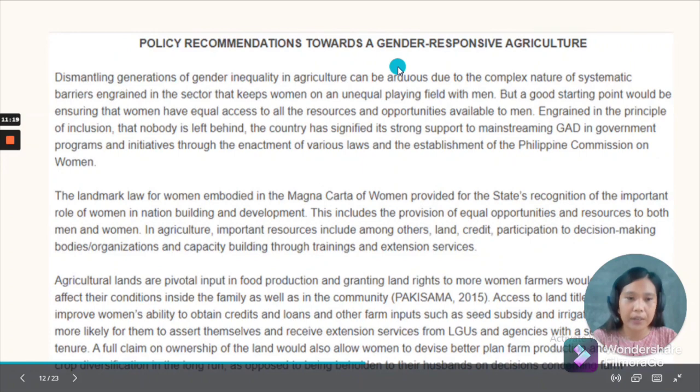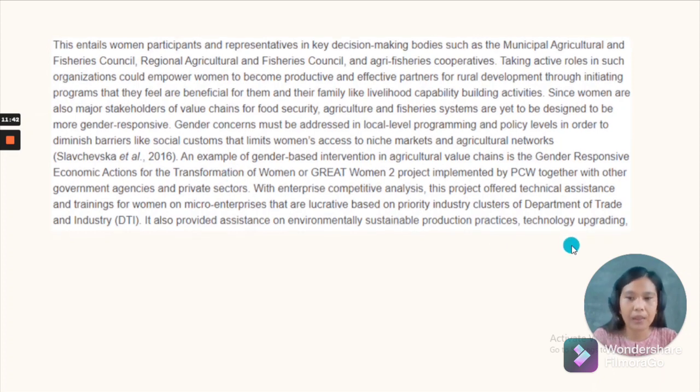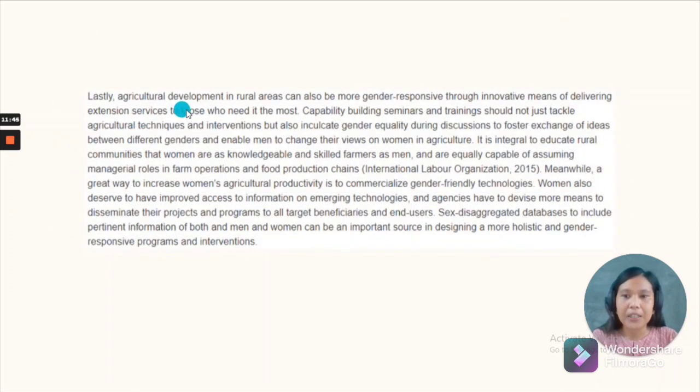So this is part now of the recommendation. So may aragidya an equal playing field. That is why we streamline whatever talents the women has and whatever strength the man has in order to efficiently deliver or perform the job necessary in agriculture sector. Okay, so agricultural development in rural areas can also be more gender responsive for innovative means of delivering extension services to those who need it the most.